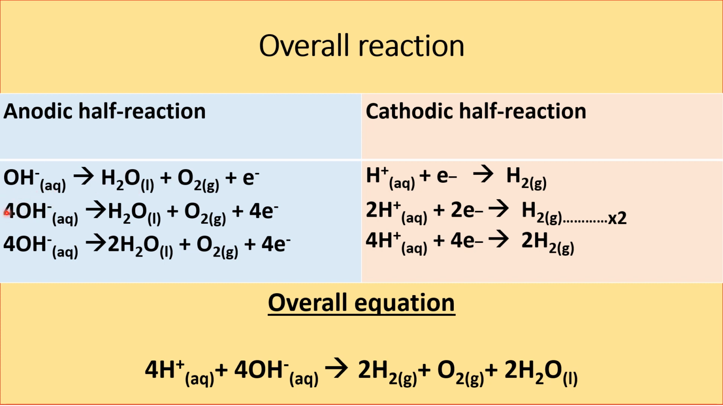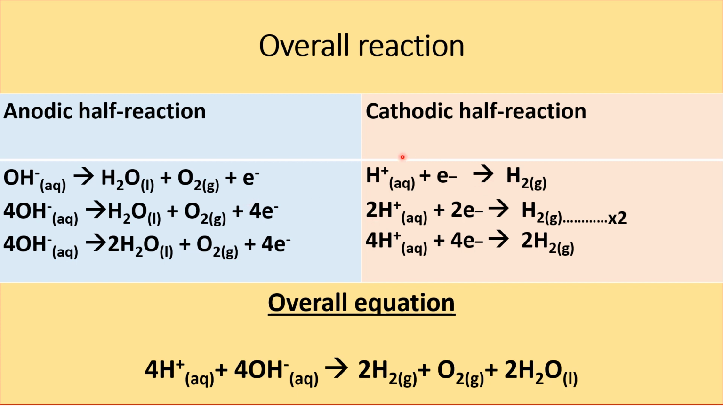Put 4 here, and what do you have? 4 OH minus, we lose 4 electrons. But the equation is still not balanced because we have 3 oxygen atoms, but we have 4 here. We have 2 hydrogen atoms, but we have 4 here. So what do I need to do? Put 2 in front of H2O, and then you have 4 oxygen, 2 here, 2 here, 4 oxygen, 4 hydrogen, 2 times 2, 4 hydrogen. So this is the overall reaction at the anode.